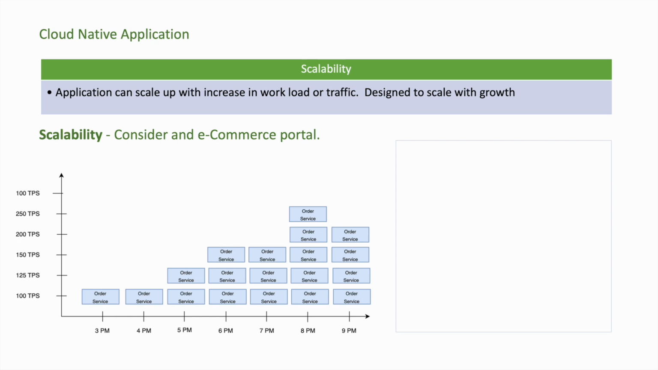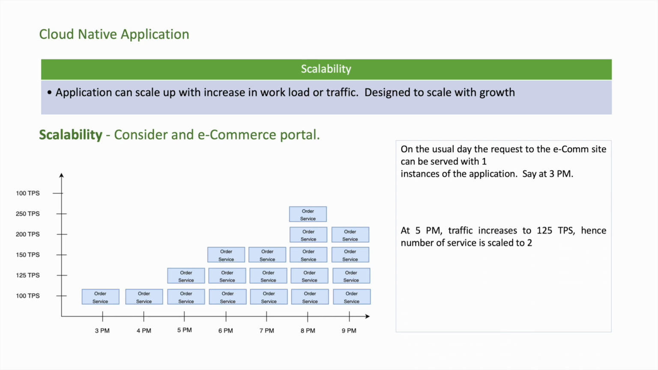Now let's see how it scales. What you see over here is a time and transactions per second graph. On the x-axis is the time, and on the y-axis are the transactions per second. So with time, the transactions per second is increasing. On a usual day, the requests to the e-commerce application can be served with one instance of the application, say at 3 p.m. At 3 p.m. the order service is just one instance.